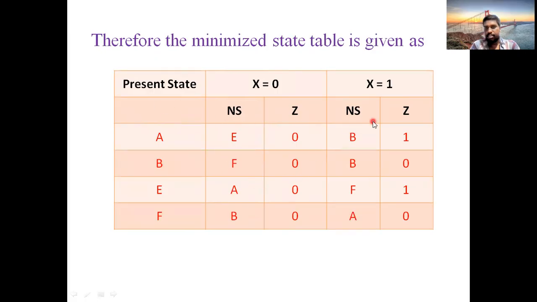This is the minimized state table where C comma D are not present anywhere. See here, no C comma D, no C comma D, nothing. You don't find any C, any D. Why? Because you have eliminated them in the previous table. This is the final minimized table using the partition technique.